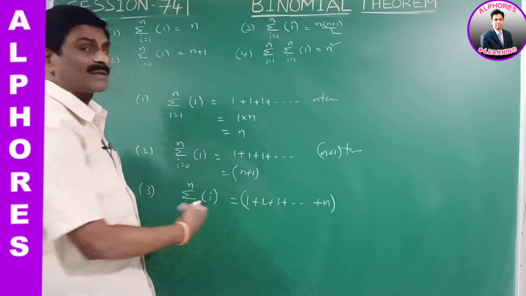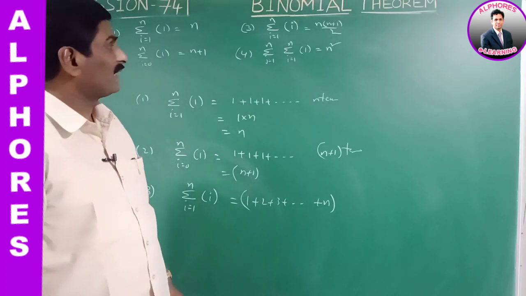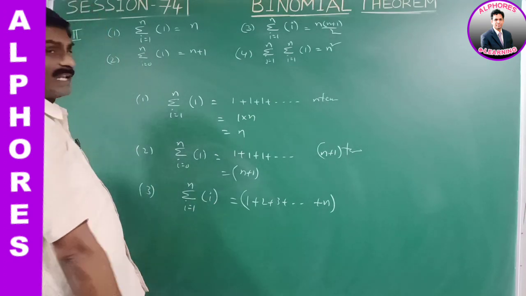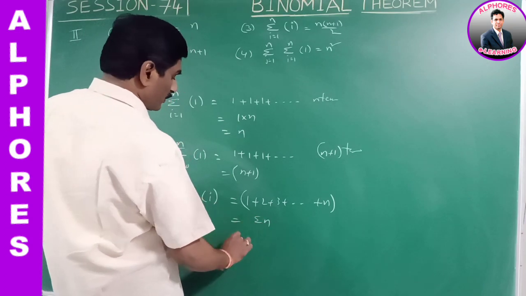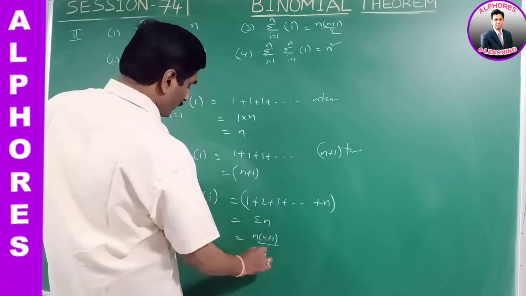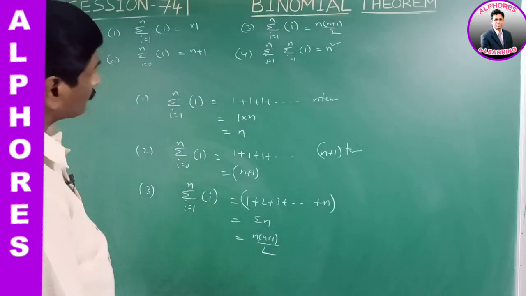It is nothing but sigma n. The sum of the first n terms is sigma n. Sigma n means what is the value? n into (n plus 1) by 2. That is equal to n(n plus 1)/2. Please note these three values.